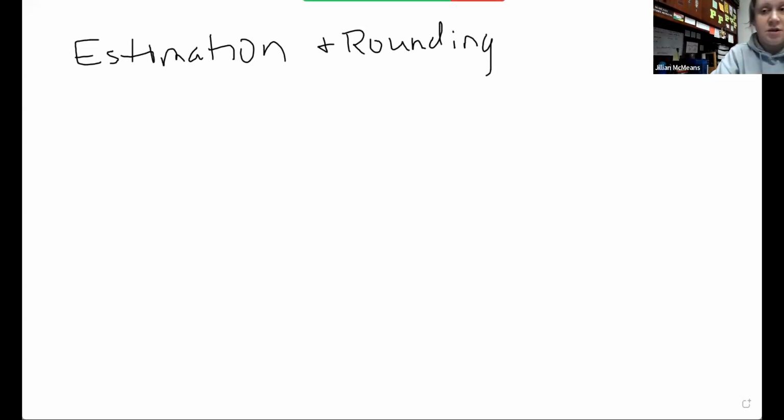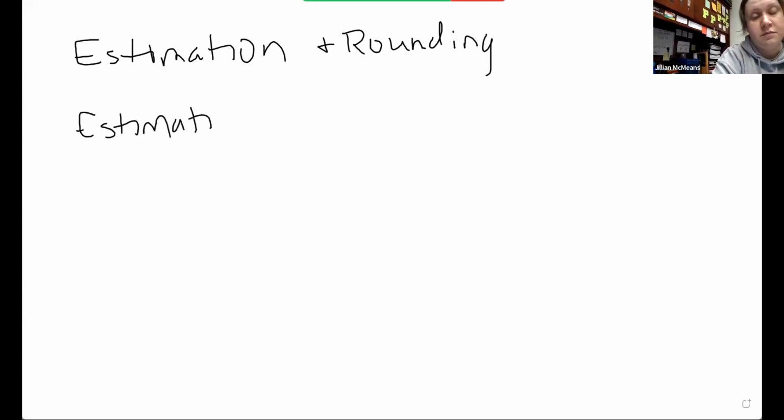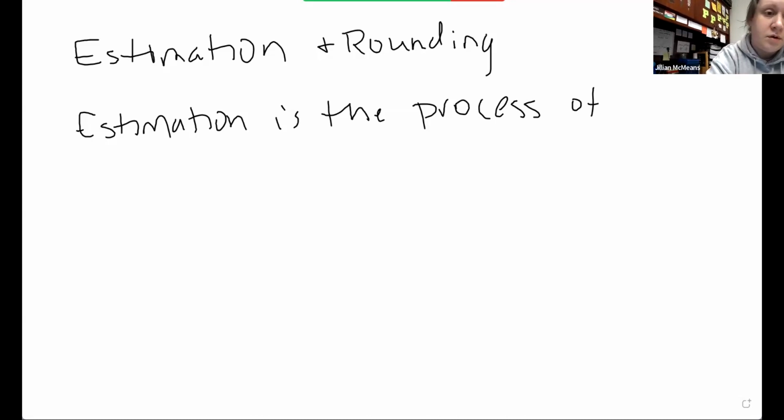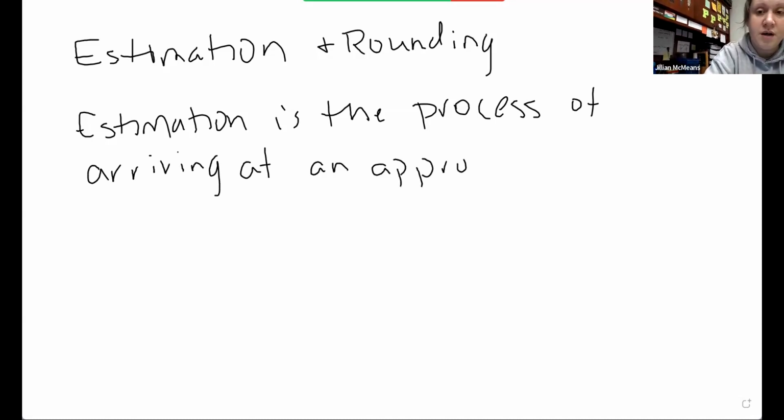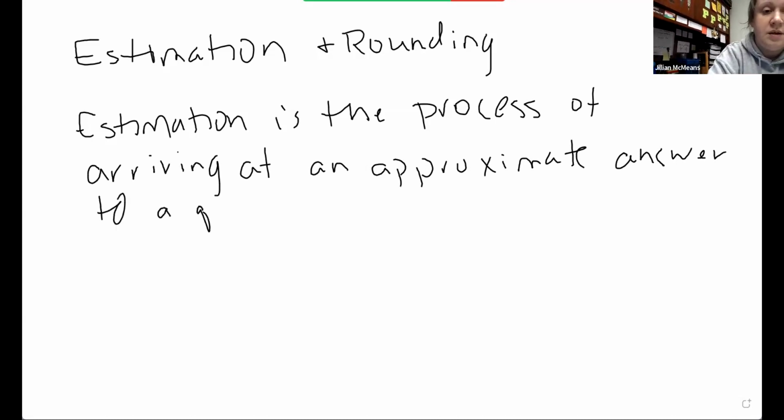Okay, so estimation is the process of arriving at an approximate answer to a question, and we use rounding to assist in that process. So estimation is the process of arriving at an approximate answer to a question.